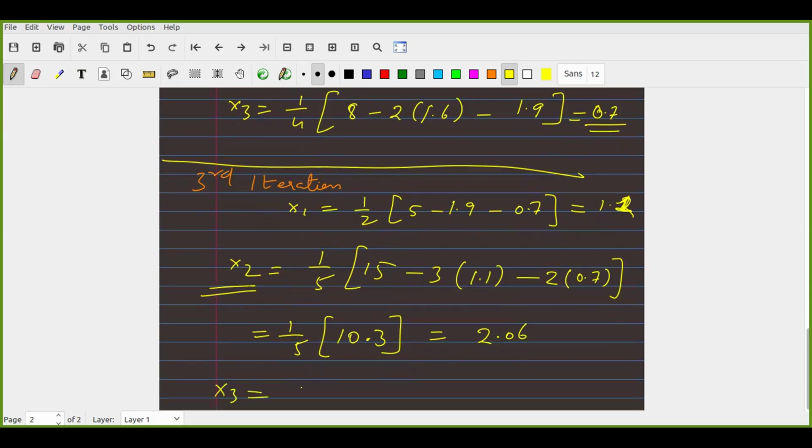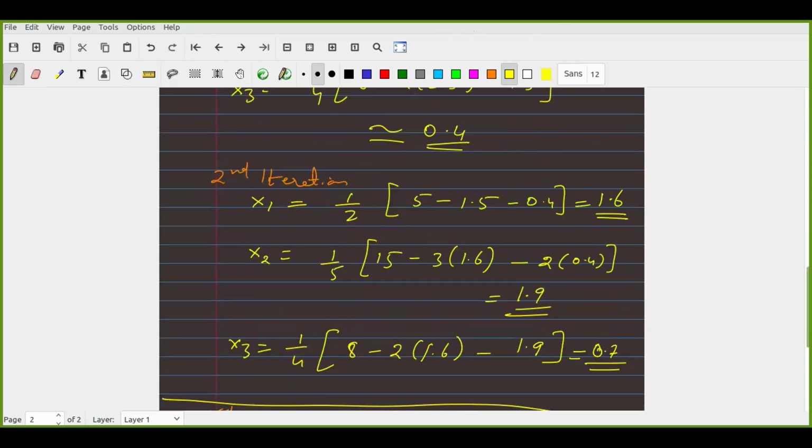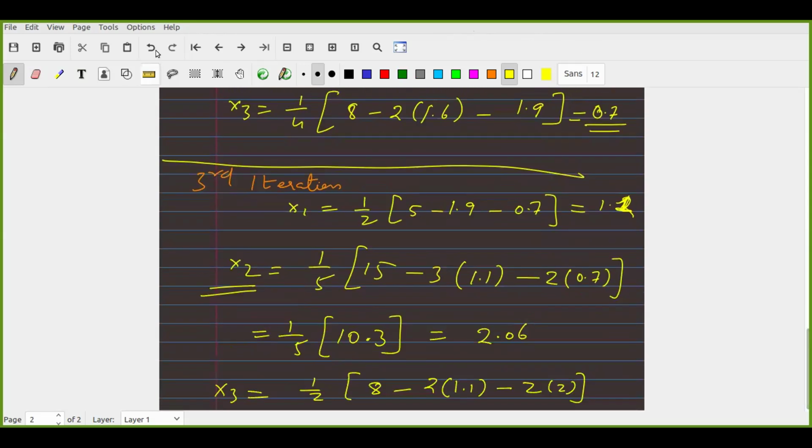x3 equal to 1 by 2, 8 minus 2 into 1.1 minus 2 into 2. What is it going to be? I'm not able to go to the next sheet. One minute. This technology is sometimes risky for me. Yeah, what is happening?